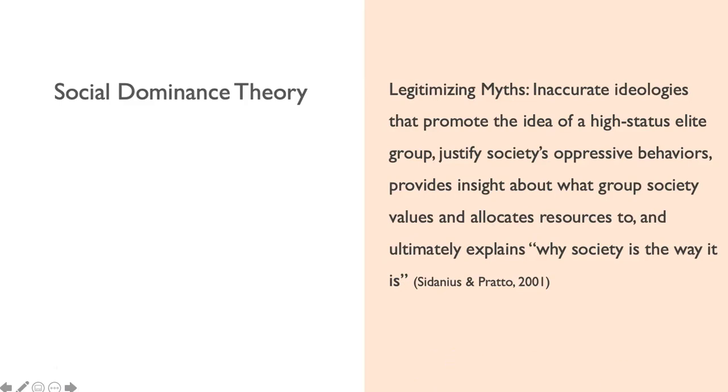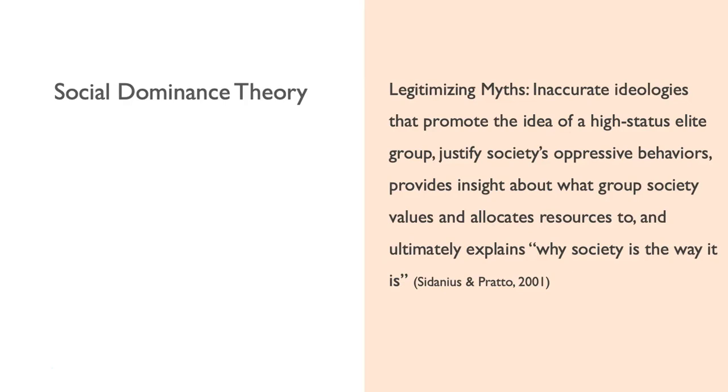Social dominance theory also suggests that oppression can be explained and justified within our society using something called legitimizing myths. Legitimizing myths are inaccurate ideologies, stereotypes, prejudicial ideologies, and discriminatory ideologies that promote this idea of a supposedly high status group and a supposedly low status group. It serves to justify society's oppressive behaviors, and it provides insight about what group society values and allocates its resources to. Ultimately, what legitimizing myths do is explain why society is the way it is.